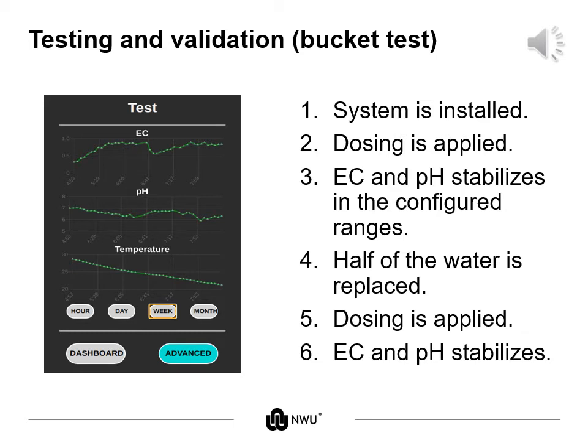More or less at 5:54 we see that the system stabilizes as the EC and pH reach the desired levels. At 6:40 I removed half of the water from the bucket and replaced it with new water. Approximately at 6:50 dosing is applied again, and at 7:33 the system once again stabilizes in the desired ranges.